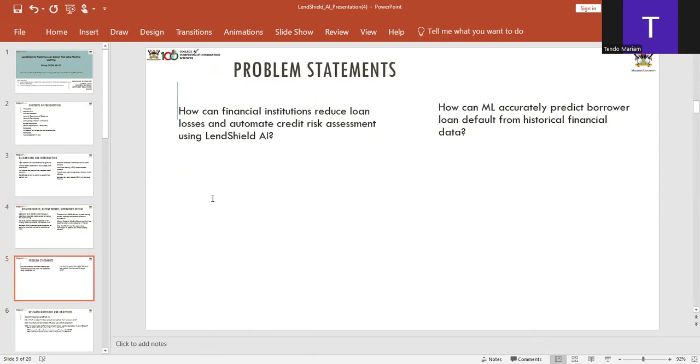The problem statements I'm going to work with are: how can financial institutions reduce loan losses and automate credit risk assessment using Lendshield AI? Number two, how can machine learning accurately predict borrower loan default from historical financial data?